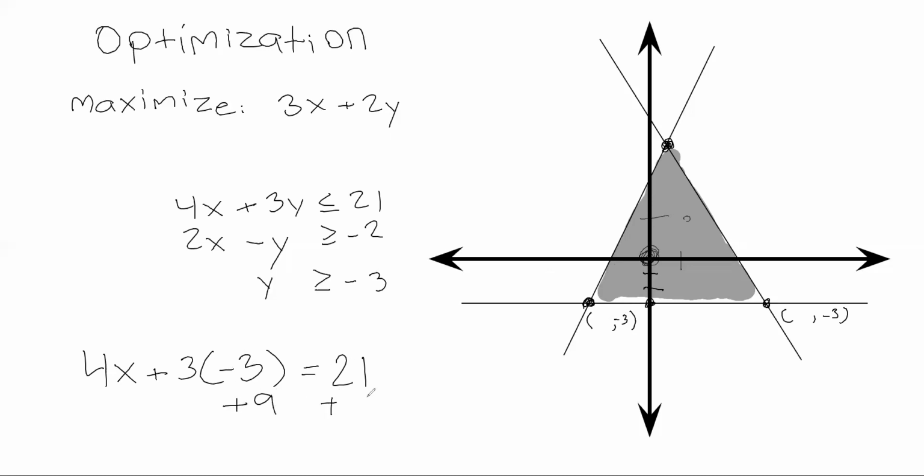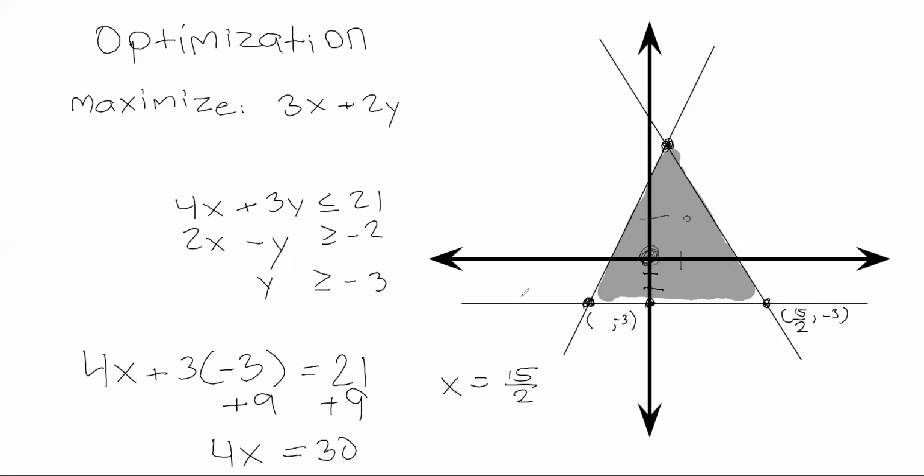So let's go ahead and add 9 to both sides. So we get 4x equals 30. And then if we were to divide by 4 and simplify, we would get x is 15 over 2. So that actually pertains to this point right here. The coordinates of this point are going to be 15 halves and -3.